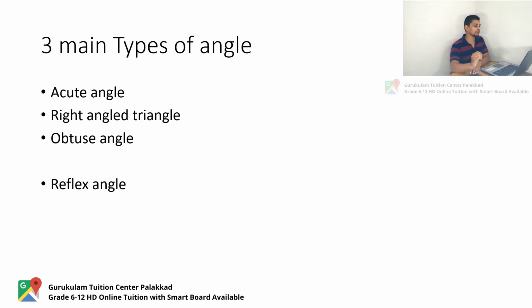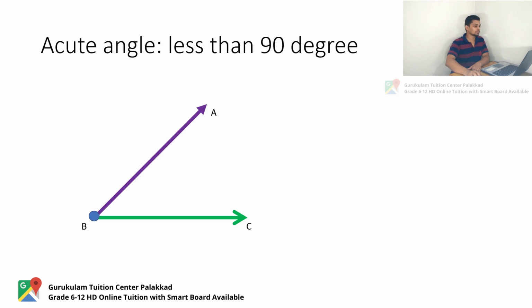Okay, so mainly we have types of angles. One is the acute angle, the right angle, the obtuse angle, and the reflex angle. The reflex angle is used to solve some problems, and we will be discussing that also here. First one, acute angle. Acute angle means any angle which is less than 90 degrees. So 0, 1, 2 up to 89 is considered an acute angle.